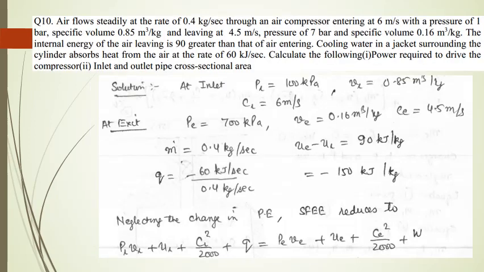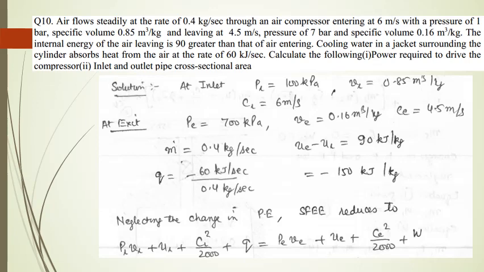Air flows steadily at the rate of 0.4 kg per second through an air compressor, entering at 6 meter per second with a pressure of 1 bar and specific volume 0.85 meter cube per kg, and leaving at 4.5 meter per second, pressure of 7 bar and specific volume 0.16 meter cube per kg. The internal energy of the air leaving is 90 kilojoule per kg greater than that of air entering. Cooling water in a jacket surrounding the cylinder absorbs heat from the air at the rate of 60 kilojoule per second. Calculate the following: power required to drive the compressor, and inlet and outlet pipe cross-sectional area.